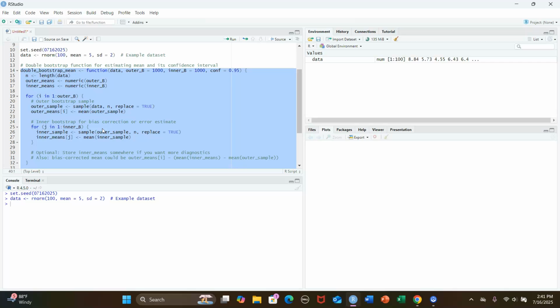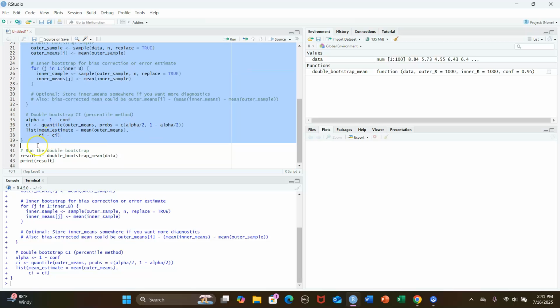For that, you then do an inner loop for j from 1 to inner B. You resample the outer sample and put it in the inner sample. Then you calculate the inner sample mean and store it in the inner means vector. These compute all the double bootstrap estimates you need to summarize. So let's run it.